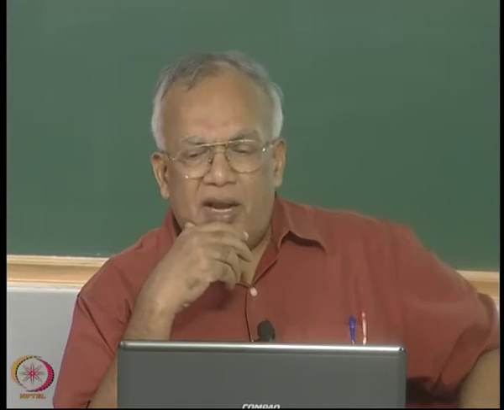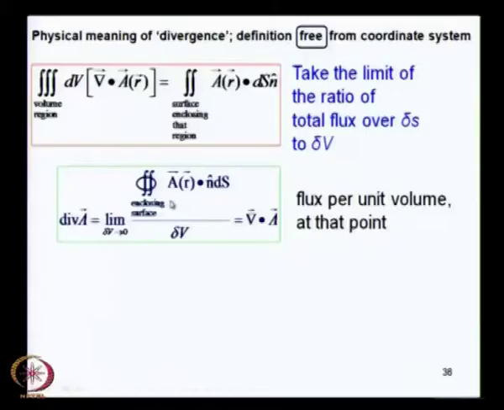So, its meaning really is total flux per unit volume in the limit volume going to 0. So, the divergence of a vector quantity is the total flux of that vector field across the region which bounds a certain finite volume of space in the limit that volume shrinks to 0. So, it becomes a point function.